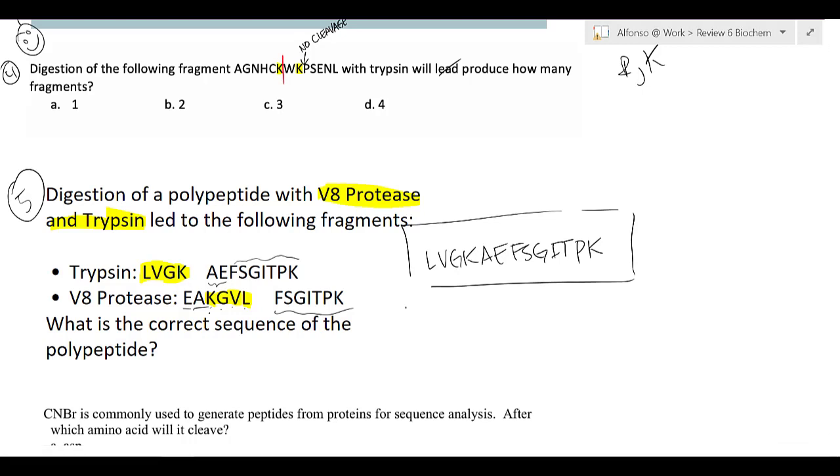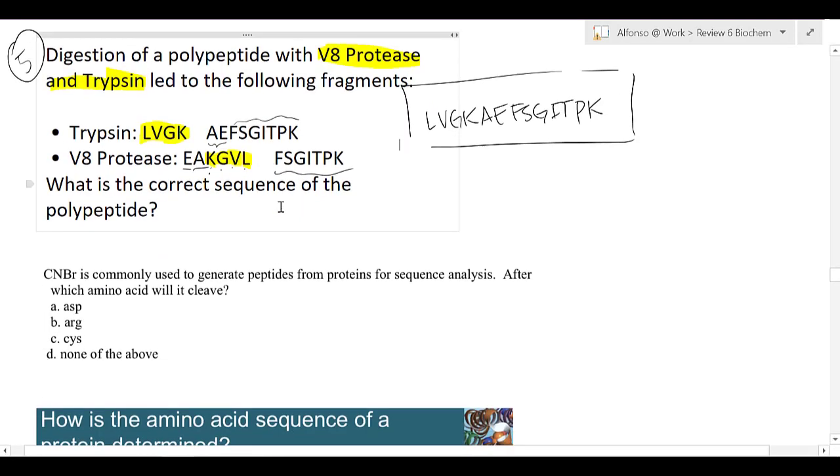Yes. So it doesn't matter which order you use V8 versus trypsin? Well, here in the question, they were already digested, but as long as you get the correct sequence, just in the correct order, then you should get the right answer. Okay, so that's number 5.